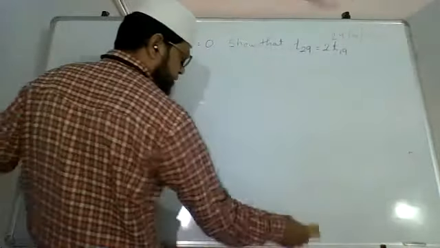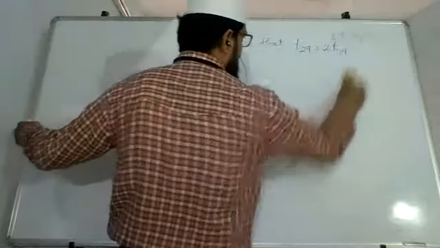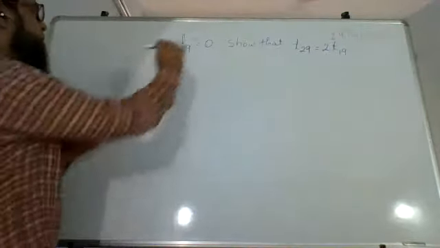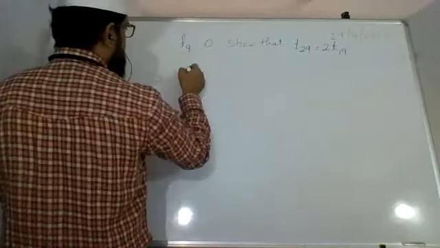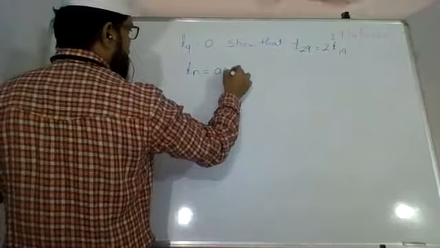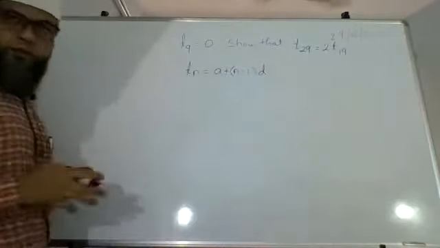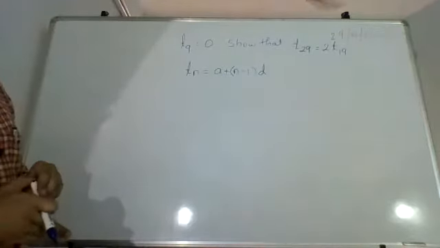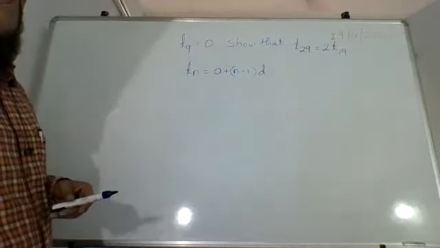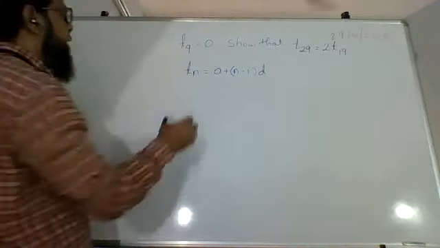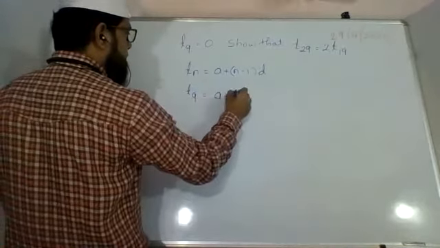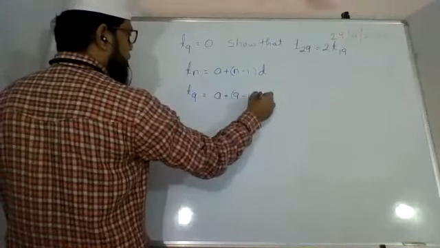So now the information that is given to me, I don't know A, I don't know D, I don't know anything. Of course, I know the n's, but that's not going to help. So Tn, we know, equals A plus n minus 1 D. This is the formula that we know. Clear enough? T9 equals A plus 9 minus 1 into D.